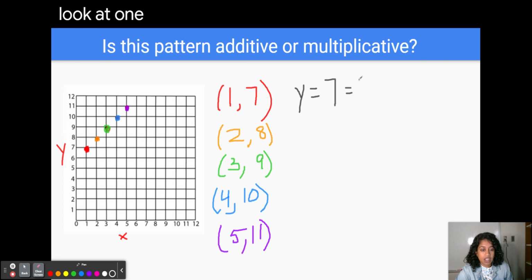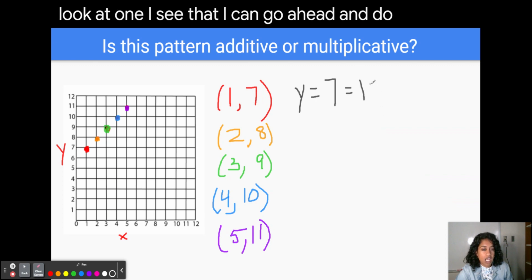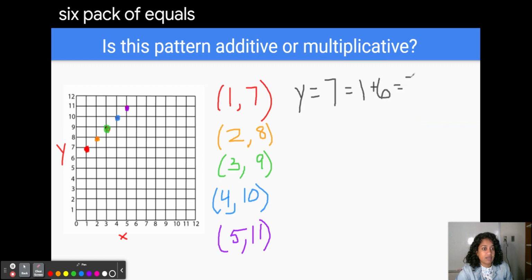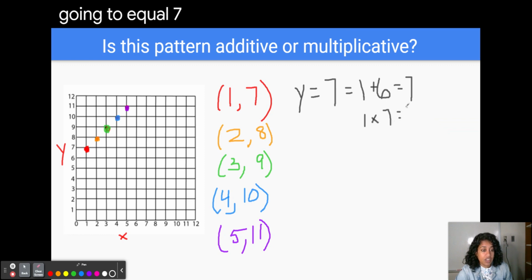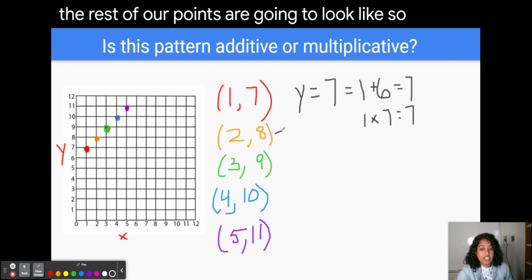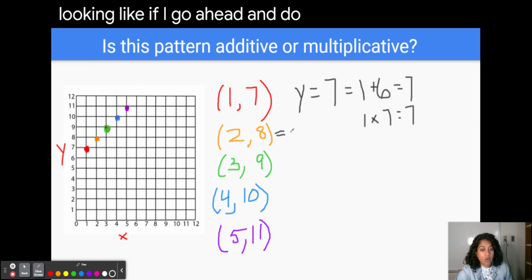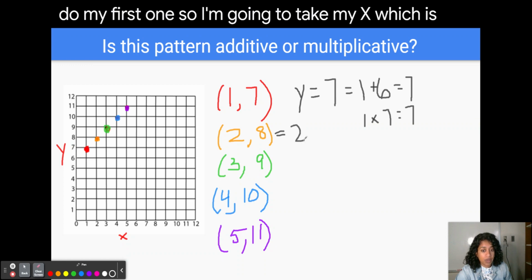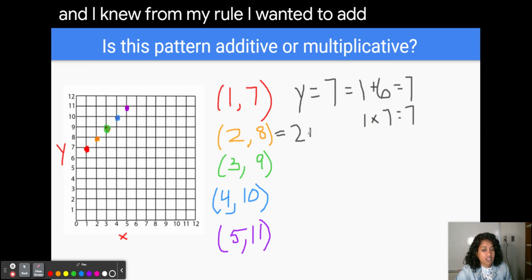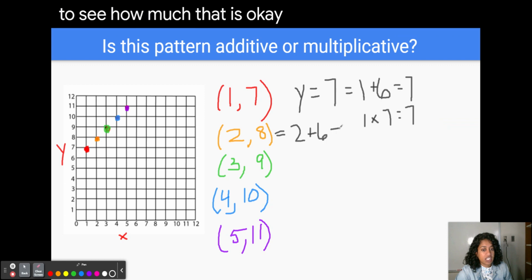So if I look at 1, I see that I can go ahead and do 1 plus 6. That could equal 7. Or I could also do 1 times 7. That is going to equal 7. So now let's go ahead and see what the rest of our points are going to look like. So I'm going to take my first one, my x, which is 2. And I knew from my rule I wanted to add 6. And I want to see how much that is. Okay, that's going to equal 8.